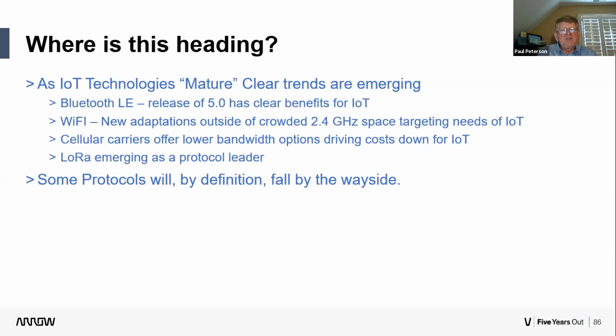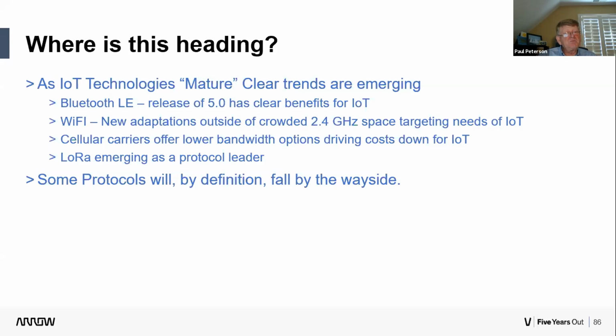Cellular carriers, as we talked about, Cat-M and IoT, are offering lower bandwidth options, which are more than adequate for our IoT needs. And we're going to continue to see that emerge as we get into NB2, Cat-M1, 2, if you will, and things like that. And LoRa has emerged as a clear protocol leader. It's not new, but it has emerged as kind of a protocol of choice because of its flexibility and things like that.